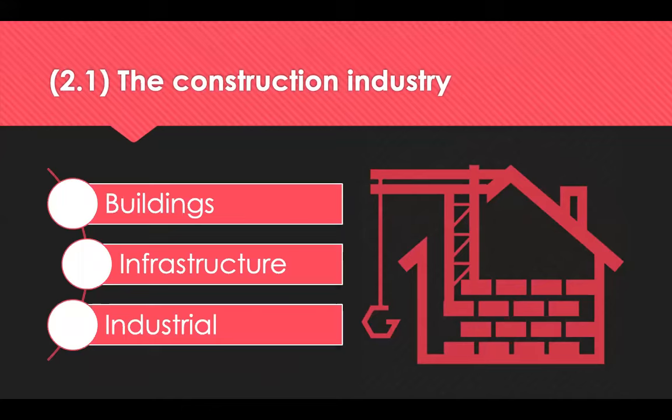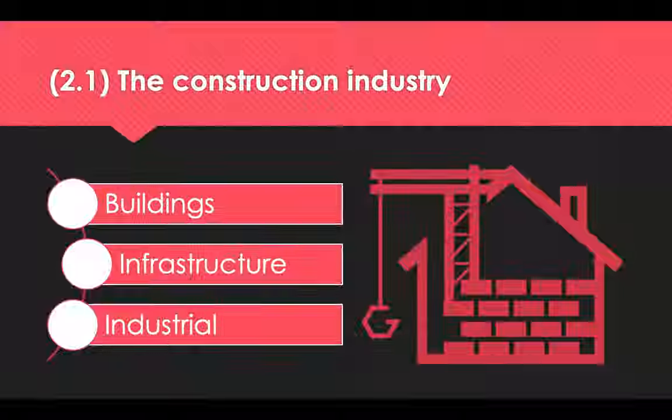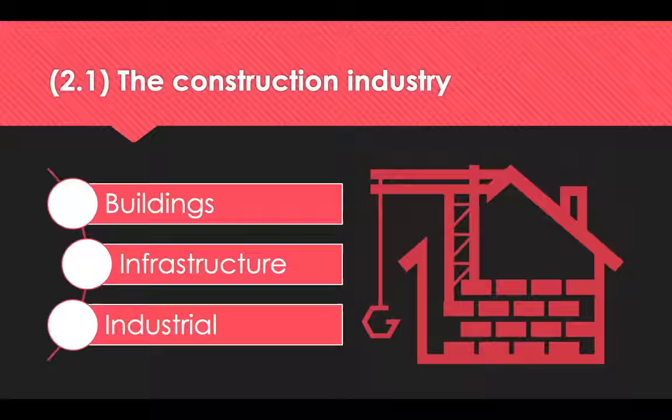We're now going to look at the construction industry, and in general there are three sectors of construction: buildings, infrastructure and industrial. Building construction is further divided into residential and non-residential, or sometimes known as commercial or institutional. The sector of national economy that's engaged in the preparation of land and construction, the alteration and repairs of buildings, structures and other real property.